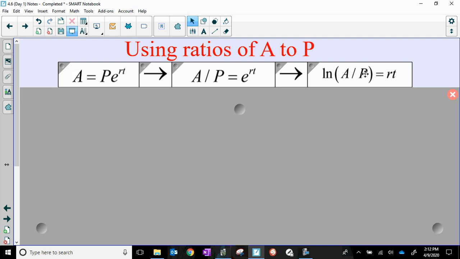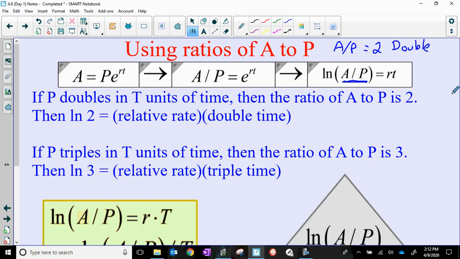So if you think about what this A over P really means, A over P is the ratio of what you have versus what you started with. So if A over P equals 2, we would say it doubles. If it equals 3, we say it triples. So if I know if it doubles or triples or whatever, it's just giving me this number right here. So if I know how much time it takes to double, I can find the rate. If I know the rate, then I can find the double. So that's what we're trying to say in the next 2 lines here.